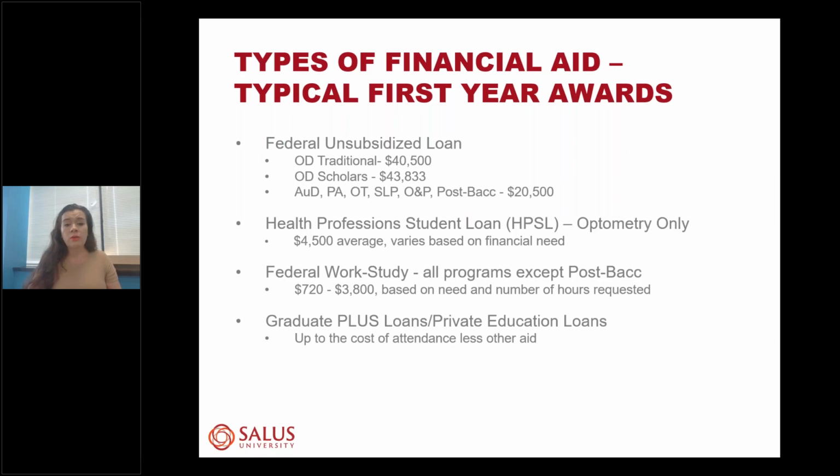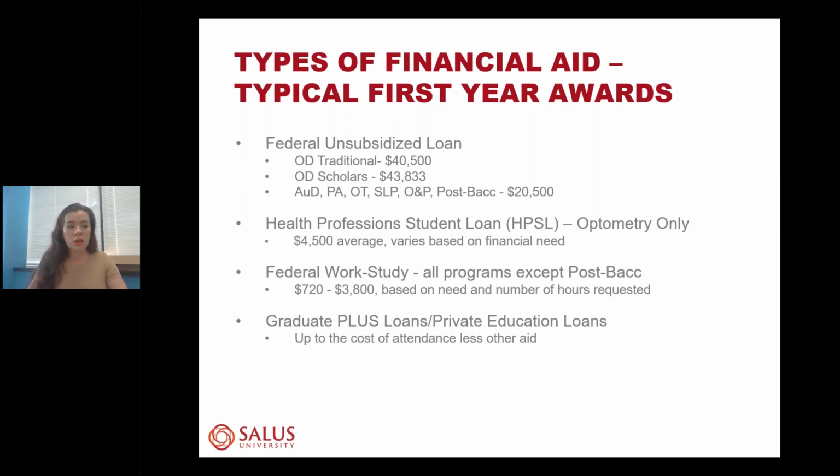Work study is available for all programs except the post-bac. It's usually between $720 and $3,800, but it can really go up farther than that depending on how many hours you request. And the graduate PLUS loans and the private education loans are going to be up to the cost of attendance minus any other aid. So you can borrow up to the max cost of attendance that's posted for your year in program.